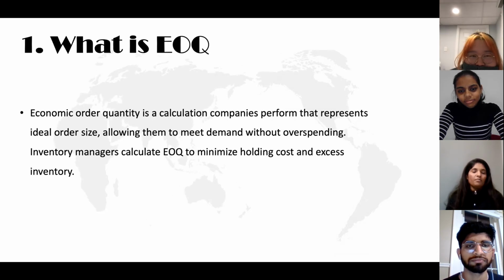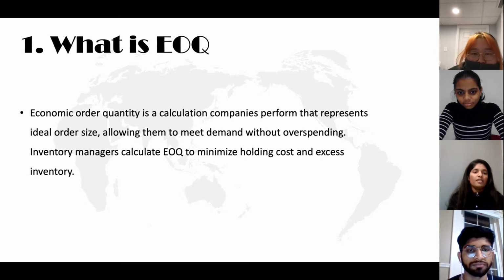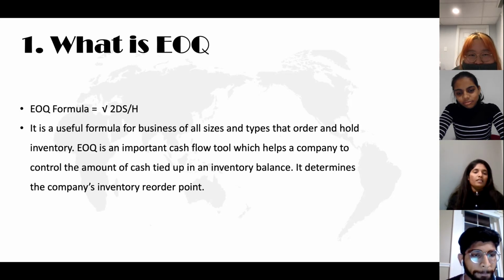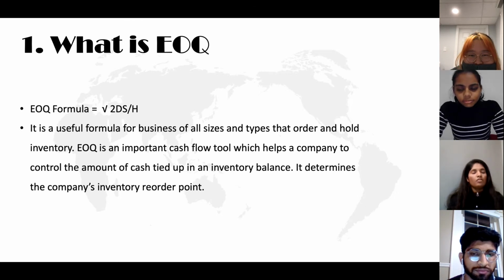EOQ is a calculation companies perform that represents the ideal order size, allowing them to meet demand without overspending. Inventory managers calculate the EOQ to minimize holding costs and excess inventory. It is useful for all sizes and all types of business which hold inventory. And it is also a very important cash flow tool which helps the company control the amount of cash tied up in an inventory balance, and determines the company's inventory reorder point.